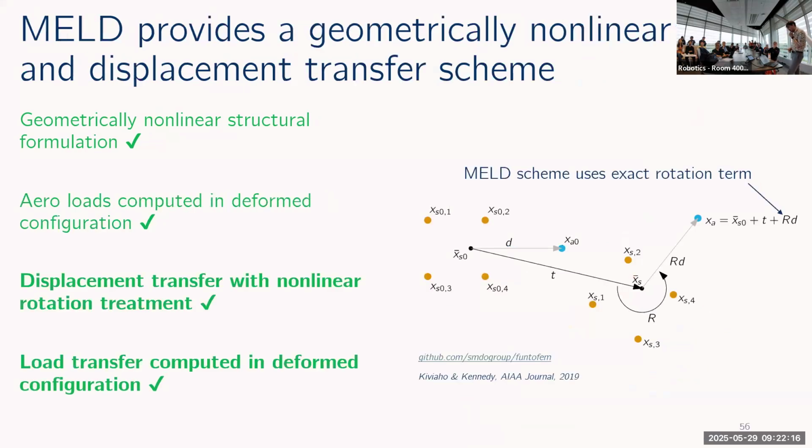But another thing we need that I see mentioned or talked about a lot less is that the scheme that we use for transferring loads and displacements between the aerodynamic and structural meshes also needs to be valid for large rotations and needs to compute the load transfer, again, based on the deformed configuration of the two meshes. And here I'm using a scheme called MELD, developed by Graham Kennedy in his lab at Georgia Tech that does both those things.